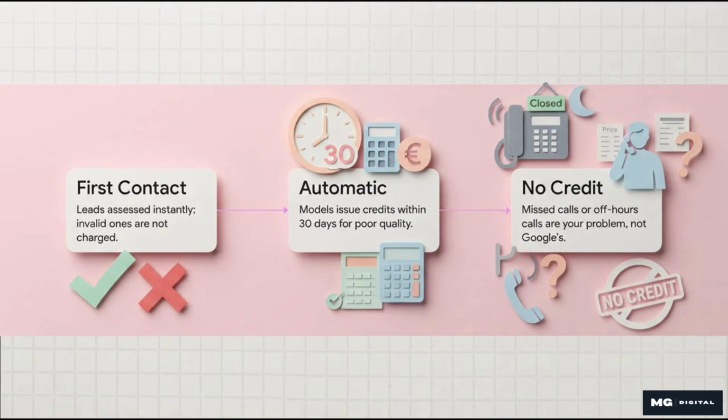So, what happens if you actually get a bad lead? Well, even though the lead dispute process is mostly automated now, with Google's models assessing leads and automatically issuing credits within 30 days for poor quality, you are still on the hook for a whole lot. Keep in mind, a customer calling just to compare prices, or someone calling outside your normal business hours, or even a customer who just never returns your call, Google considers all of those to be perfectly valid leads. And surprisingly, no, you are not getting a credit for them. That's your problem, not Google's.